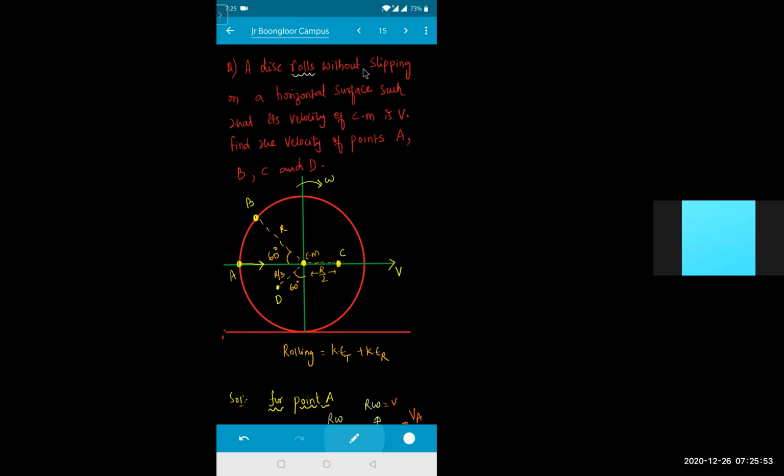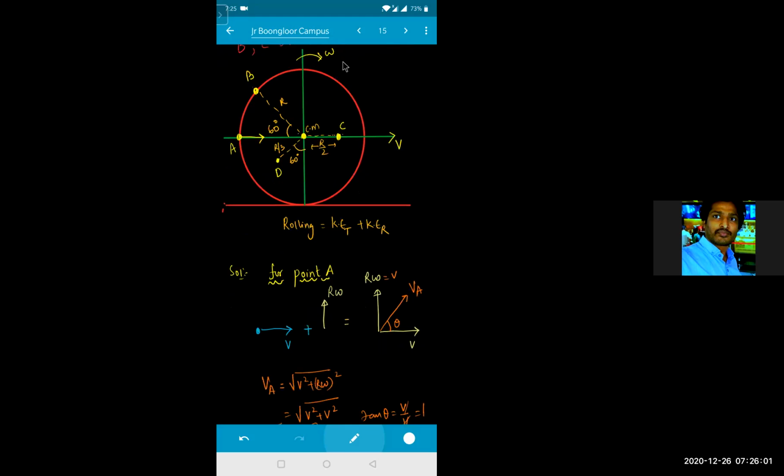Isn't it? And in rolling, what we are having, beta? Translation and rotation. So rolling is translatory plus rotation. Because of the rotation, both the translatory and rotational motion are there. Now let us try to see for point A. For point A, the particle is rotating. Now it is totally together, we are not drawing two individual ones. That means you should understand that.